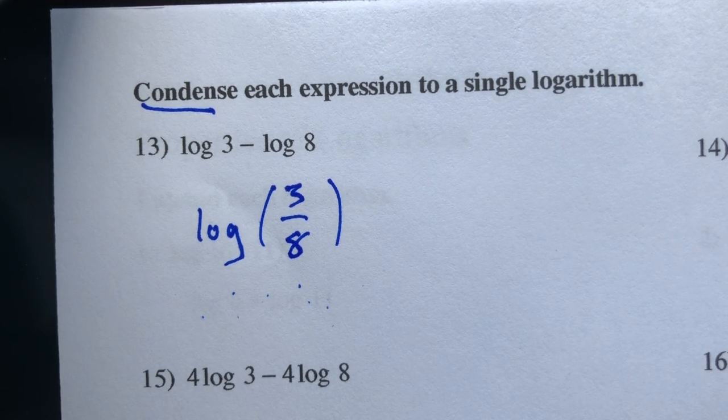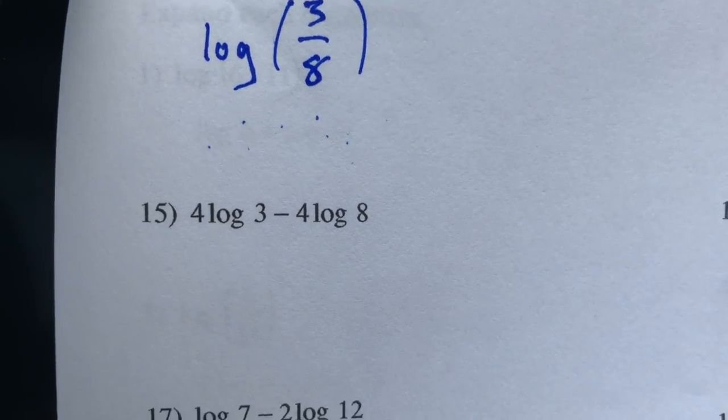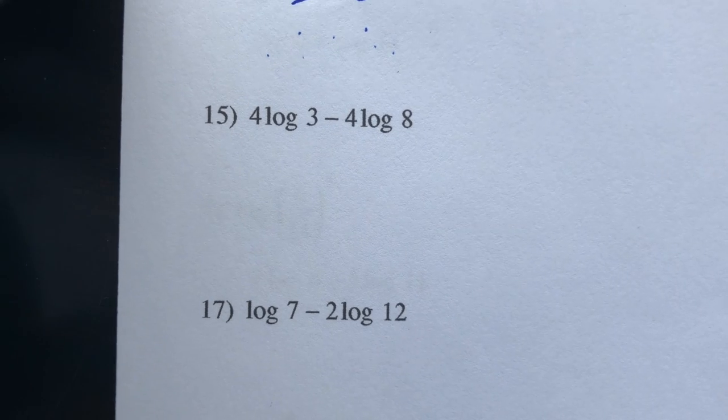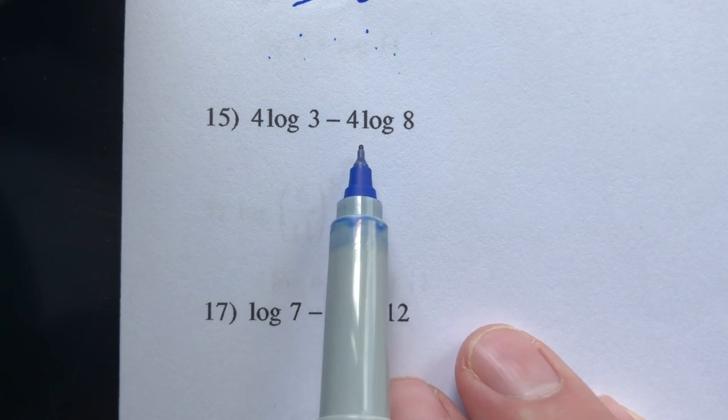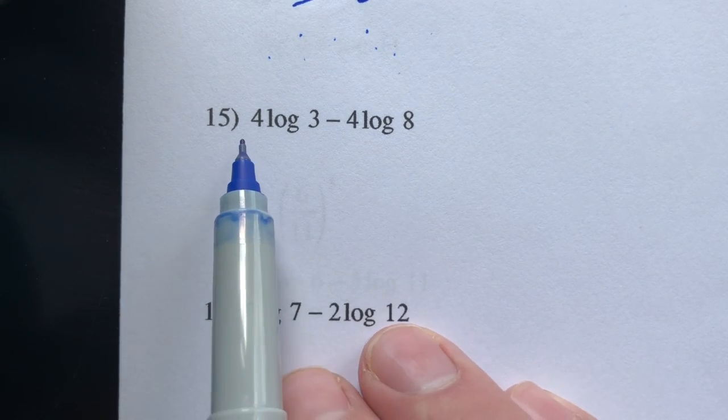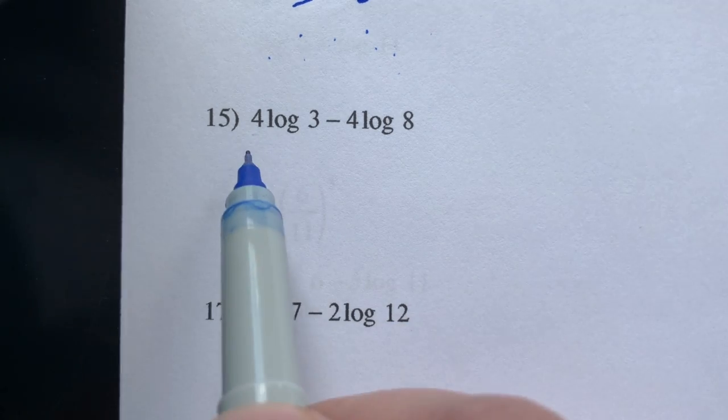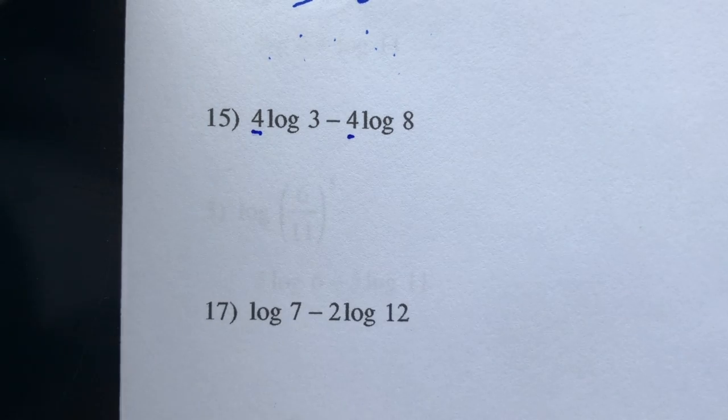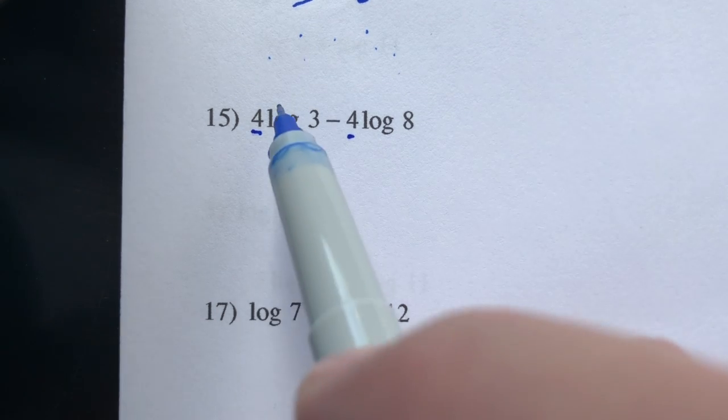Okay? And let's take a look at one more. Let's look at this one right below. It looks pretty good. Let's do 15. So this one I got 4 log of 3 minus 4 log 8. Okay, and so now we have these numbers in front of the logs. Right? I got this little 4 sitting in front and this little 4 sitting in front. And so that lets you know that these guys can pop up.